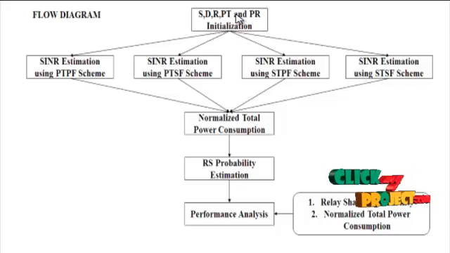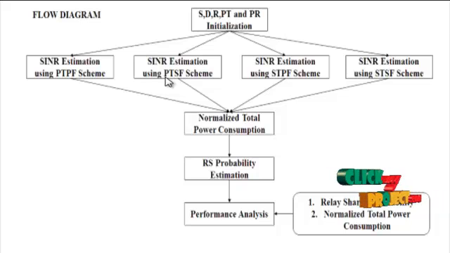In PTPF and PTSF schemes, both PT and S are allowed to transmit the signal simultaneously, and R forwards the received signals from source and primary transmitter to PR and D simultaneously. Then this transmission process is called the PTPF scheme. If R forwards the received signal from source and primary transmitter to PR and D separately, then this transmission process is called the PTSF scheme.